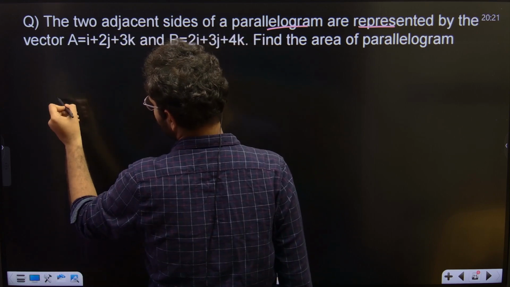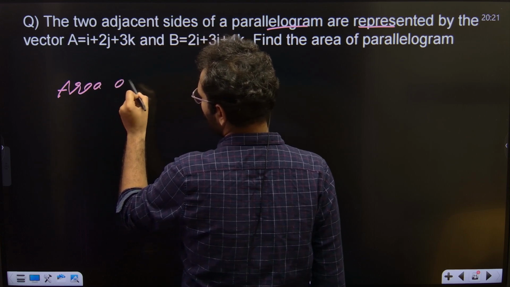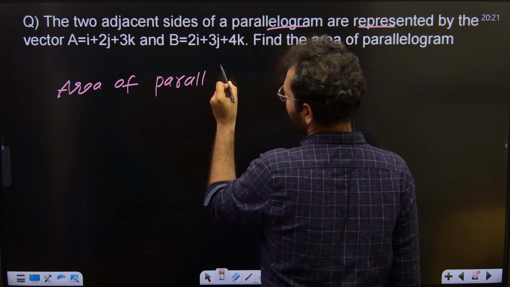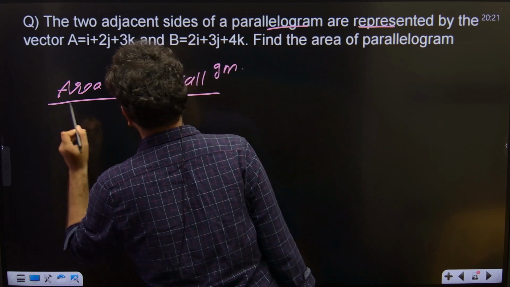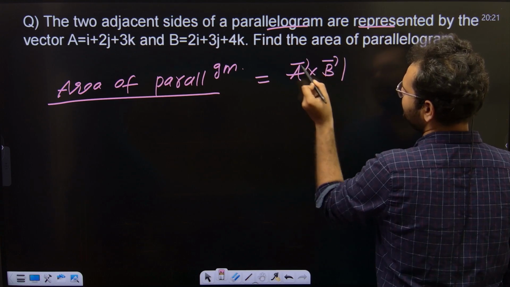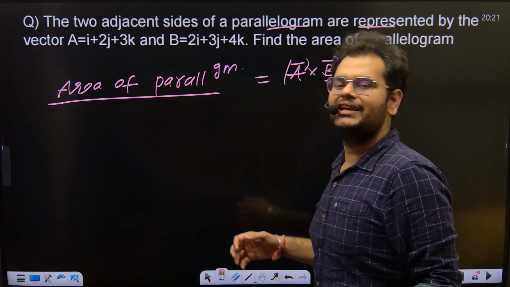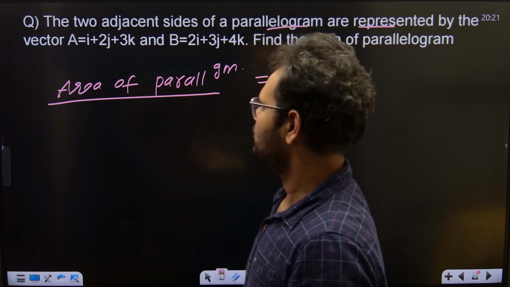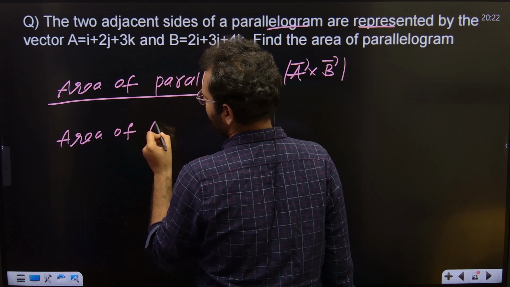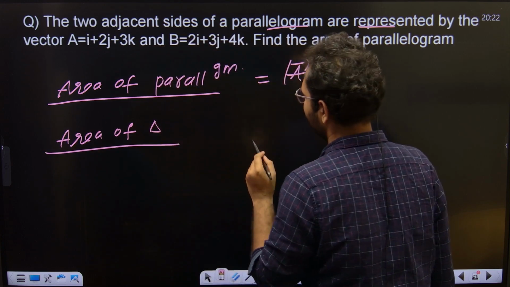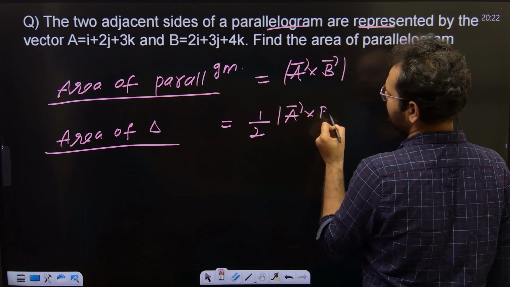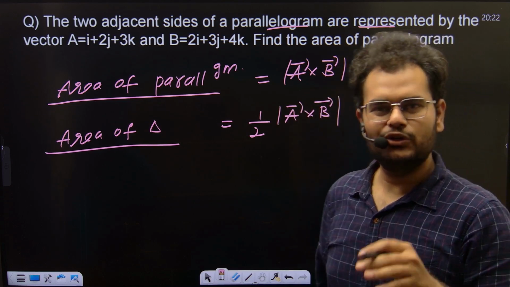See, area of parallelogram. This is nothing but A cross B magnitude. Are you getting it? Simply learn the formula. Derivation is there, but again for NEET and JEE, what you want to do about derivation? Area of triangle. Sir, what triangle you are saying? I will tell you. This is simply half A cross B. Finish. Only two formulas you have to learn.